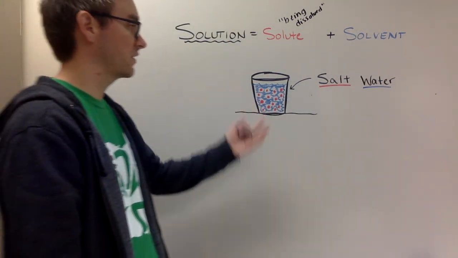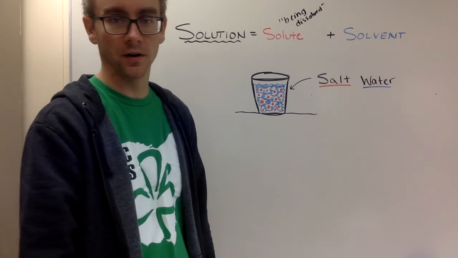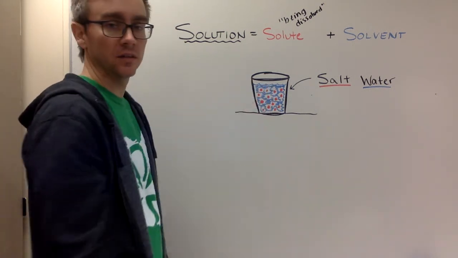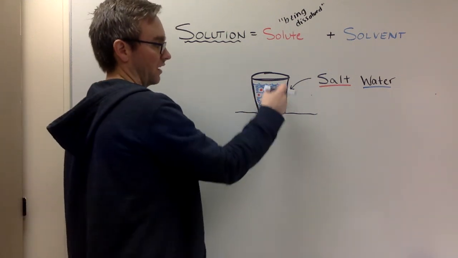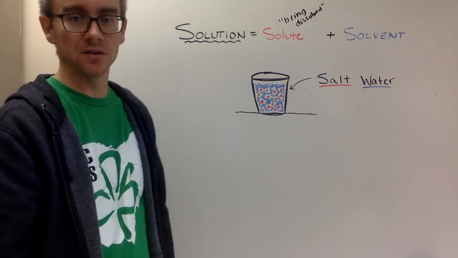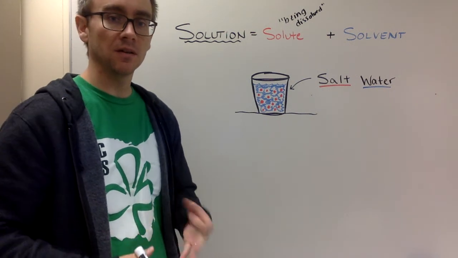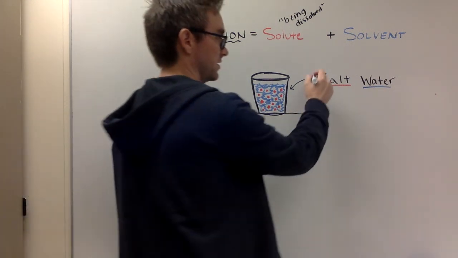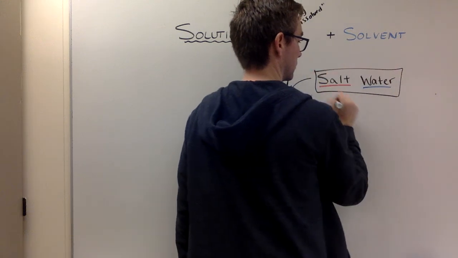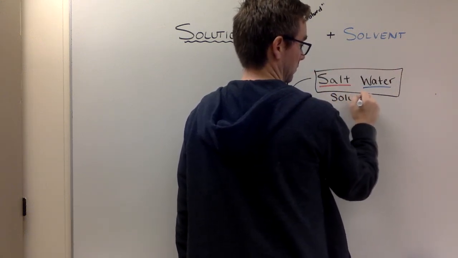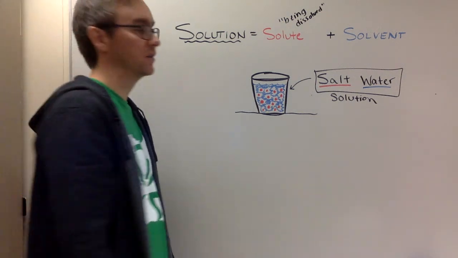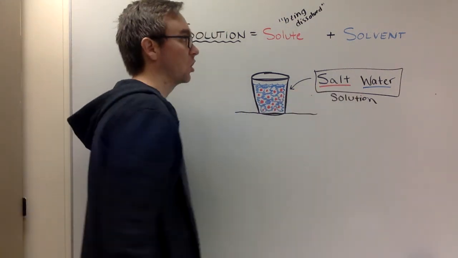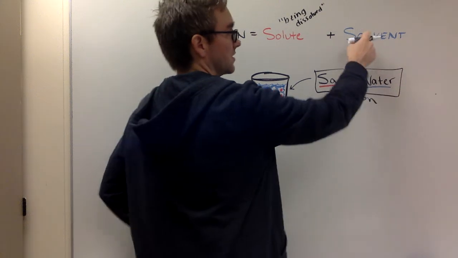So the classic example here is salt water. I drew my blue water, even though water's clear, but it represents blue. And then I have my little salt particles in there as well. In this situation, this is the solution. That solution is made up of two parts: salt, which is the solute, and water, which is the solvent.